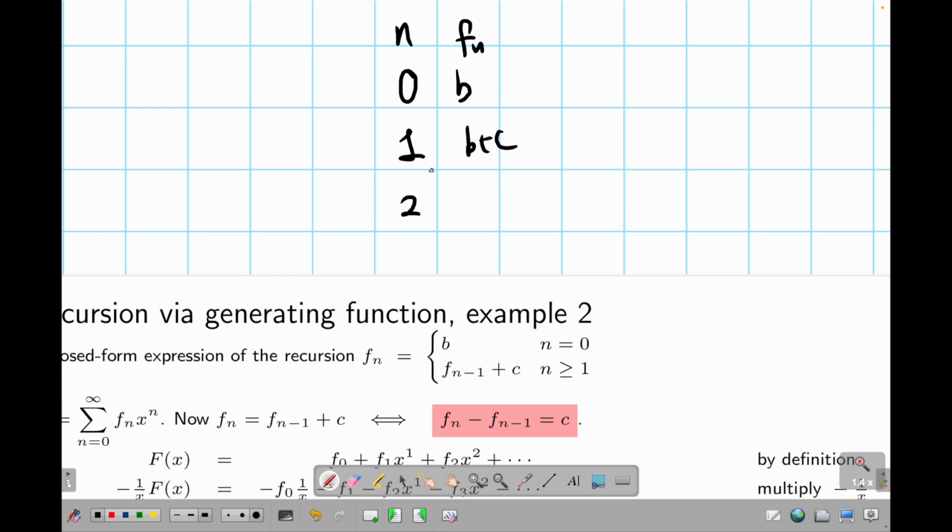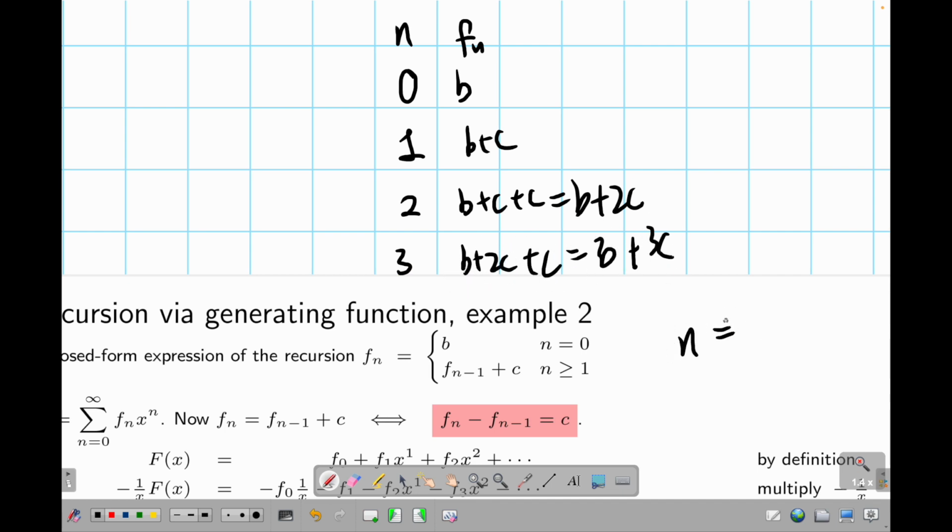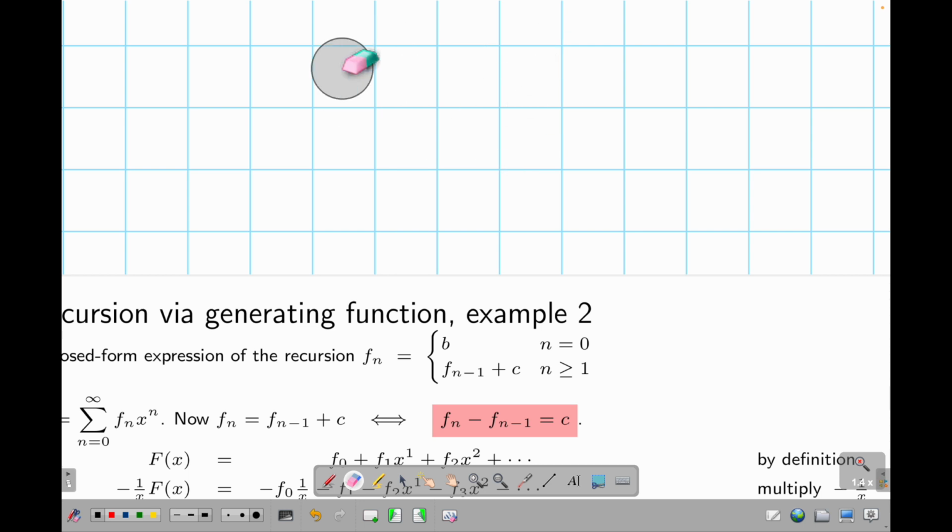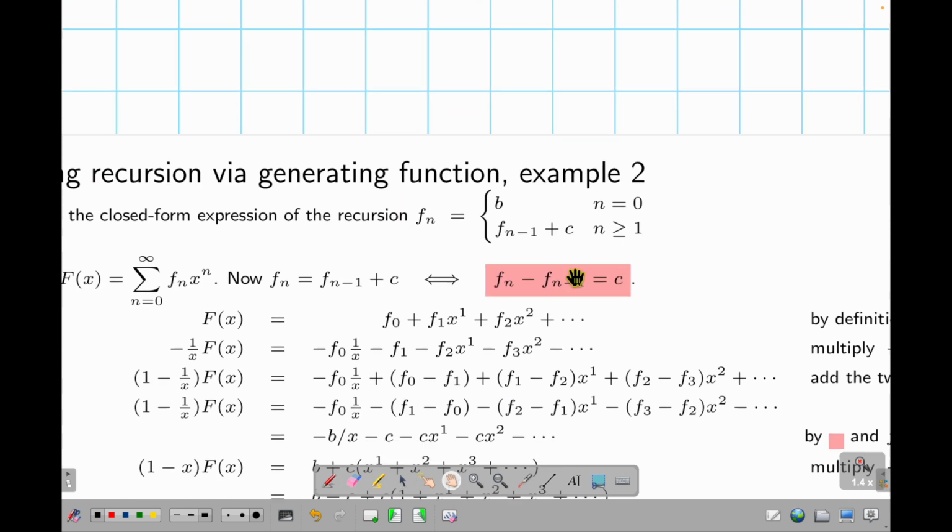When n is 2, it's the previous one plus c, so it will be b plus c plus c, that is b plus 2c. And when n is 3, it will be b plus 2c plus c, that means b plus 3c. That means for general n, we should probably guess that fn is just b plus nc. So this is an example where you don't need a generating function, but we will still do it as a practice. Let's get started.